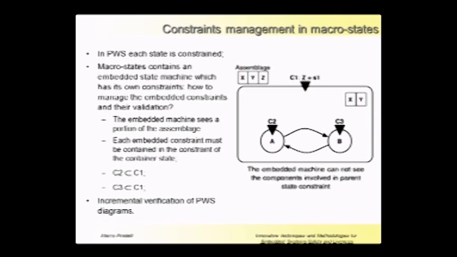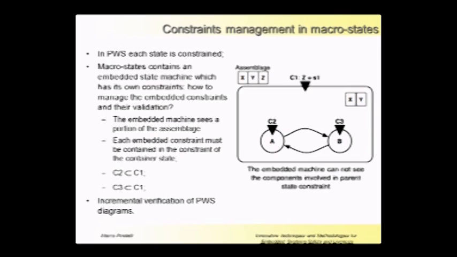Okay, let's now move on to the macro-state constraint management. Like in Statechart, it is possible to embed a state machine into a macro state. But differently from Statechart, we need to deal with the constraint verification. So this is quite explicit. We have an embedded machine inside an external state. That means that the external state constraint, C1 for example, must never be violated by the contained state machine.